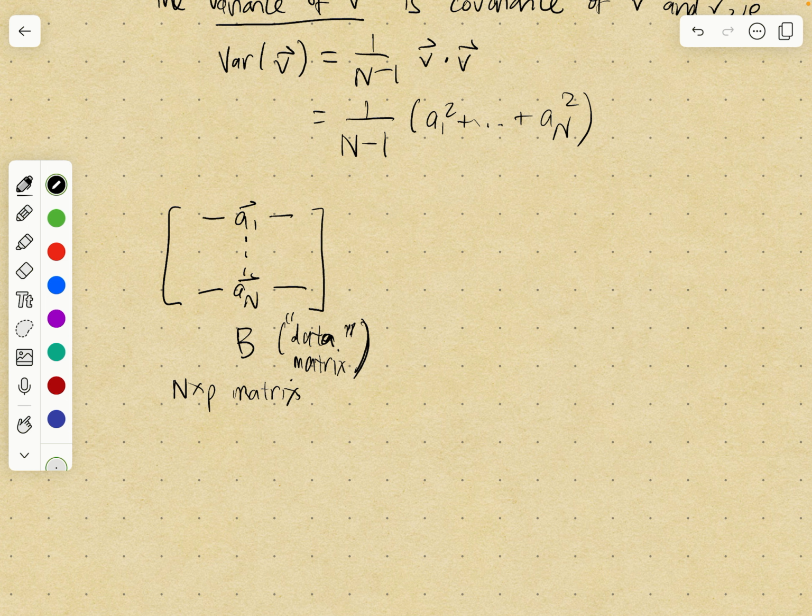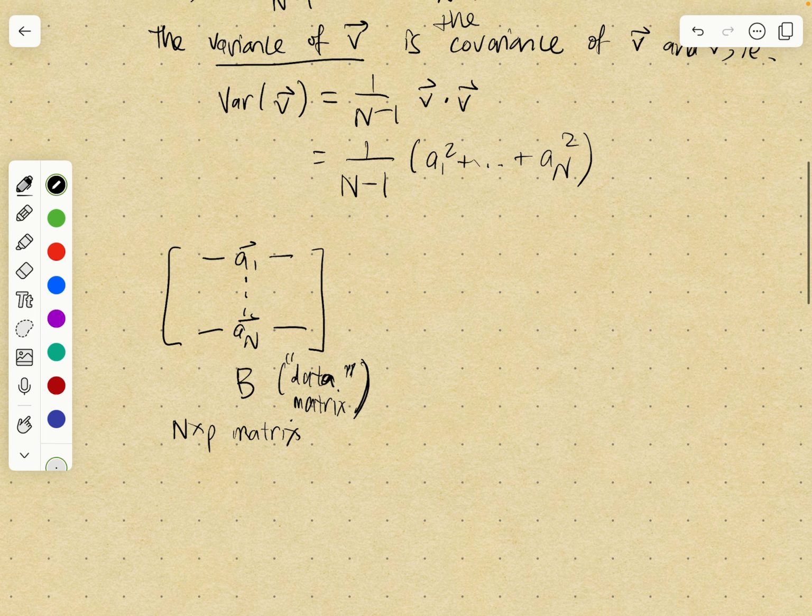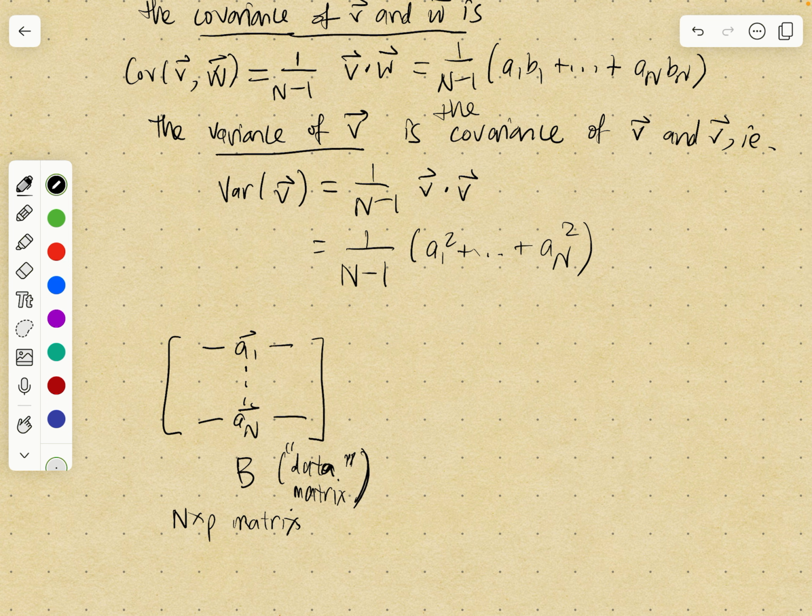So when you take B, let's multiply this by B transpose. Recall that the dot product, if we think of these vectors as matrices, is V transpose times V. That's one way I think of the dot product. So what happens if you do this? You take B and then you multiply by B transpose.